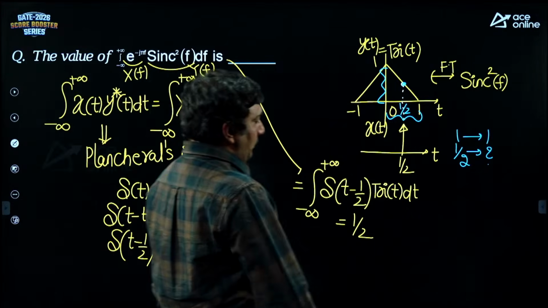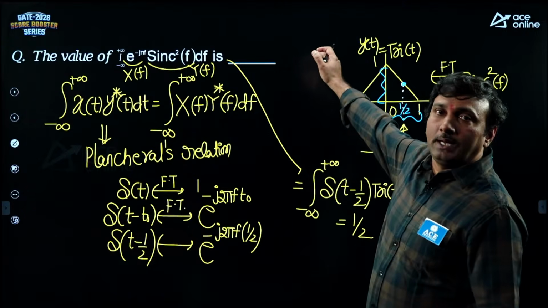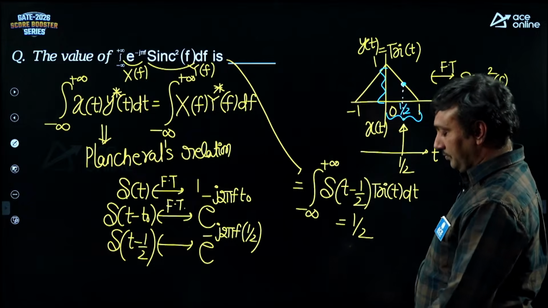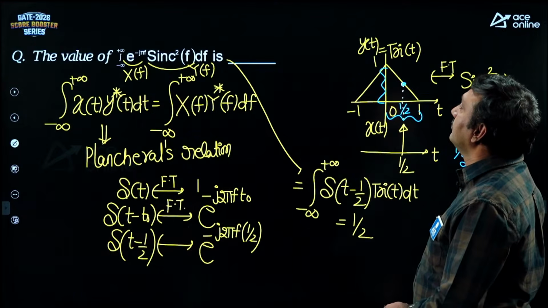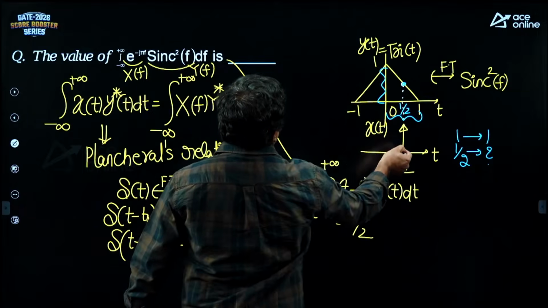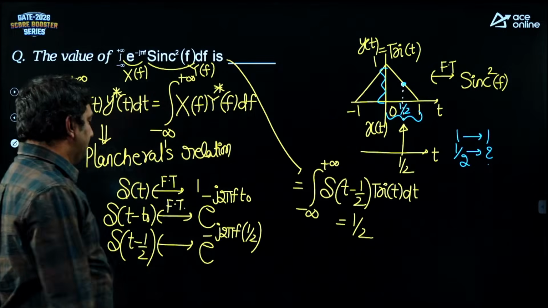Area under the product of two different signals or two different spectrums means an application of Plancherel's relation. It is tri t into delta of t minus half. Check the value at half. That is the result.